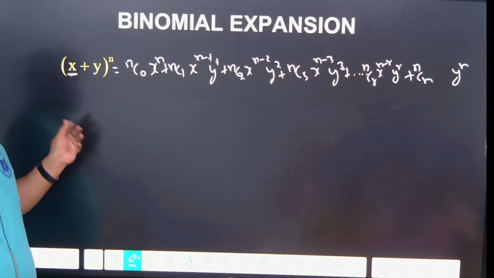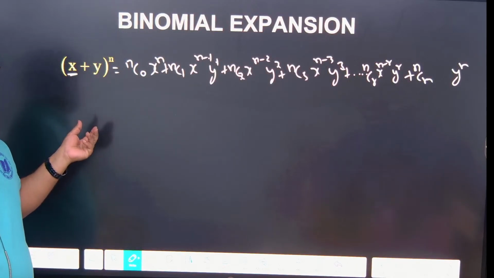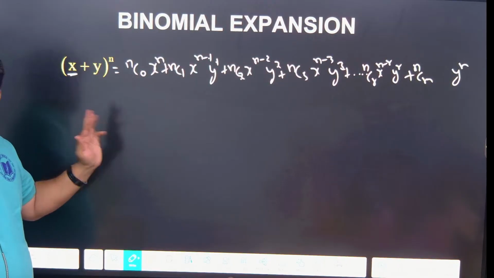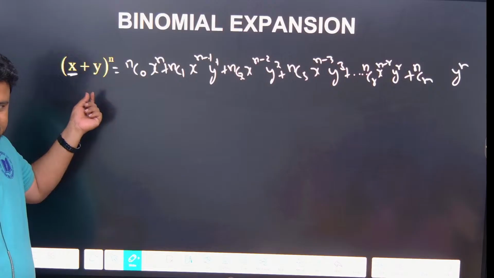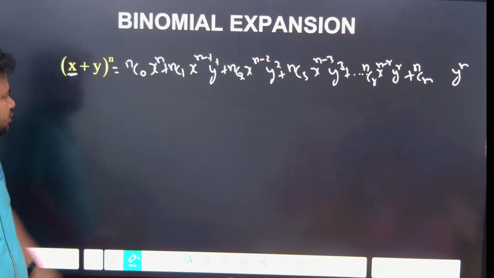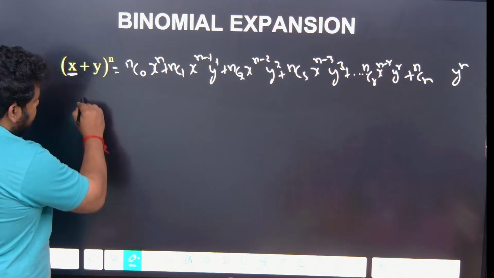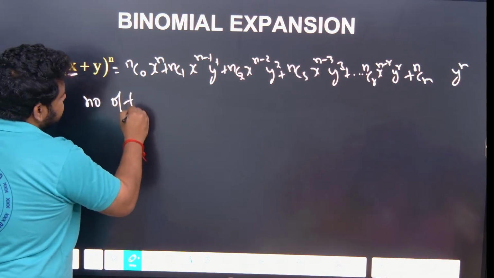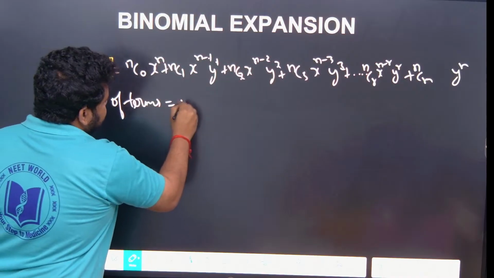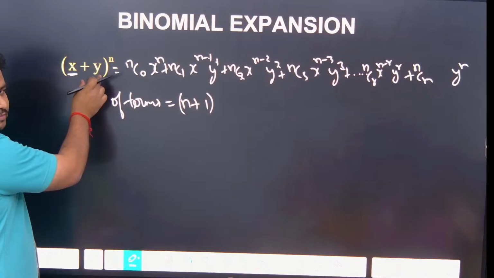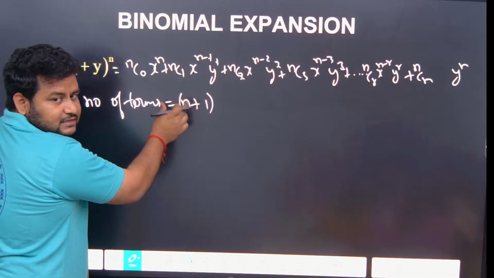So, for example, (a + b) whole square. What is that? We have a^2 + 2ab + b^2. 3 terms. Whole square is there, so 2 + 1, 3 terms. So, here the number of terms is what? First thing you have to write down. Number of terms is n + 1. First question. Number of terms will be n + 1 terms. (x + y)^n, so the number of terms will be n + 1.